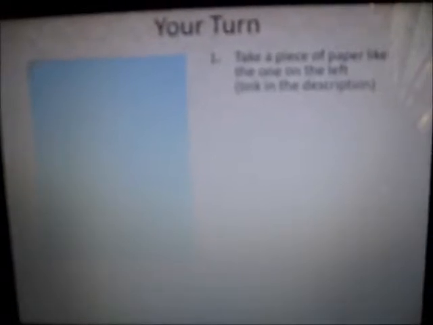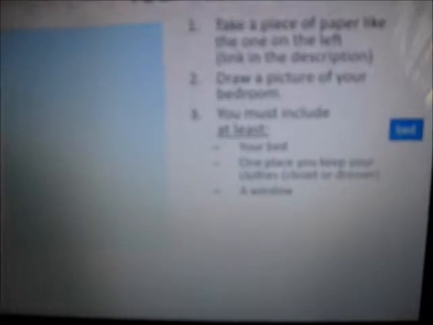And now, it's your turn to check your understanding one more time. First, take a piece of paper like the one on the left. There's a link in the description below if you want to print your own. Then, draw a picture of your bedroom. You must include your bed, one place you keep your clothes, either the closet or a dresser, a window, the door to your room.